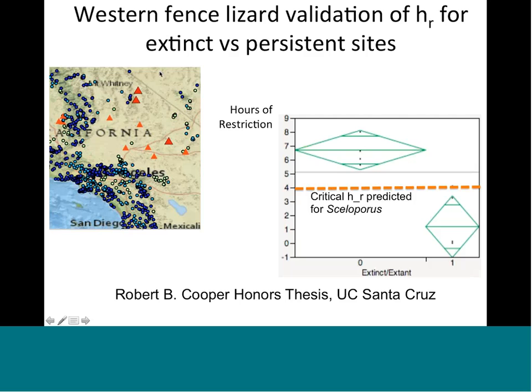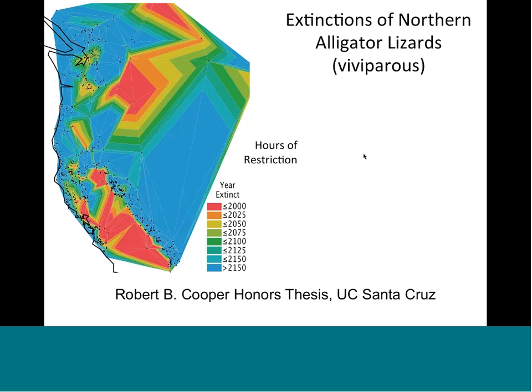But Robert began his thesis and then looked at those sites, and he saw that at the extinction sites, the hours of restriction had again gone above critical. And then another thing that we observed was that there were dead and dying pinyon pines at the sites. So we cached that information.